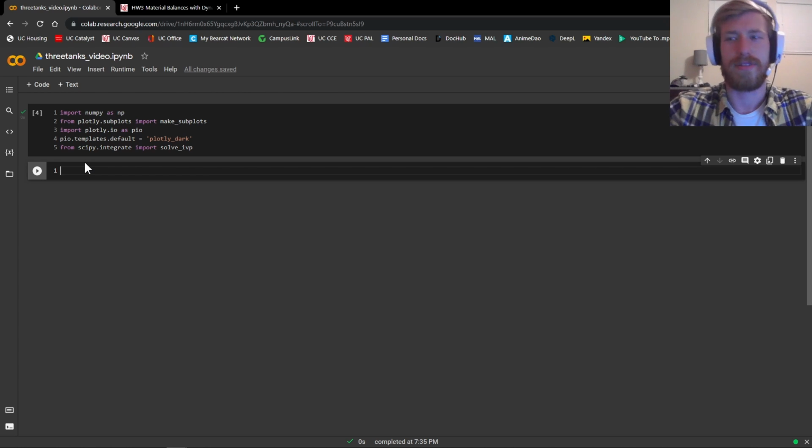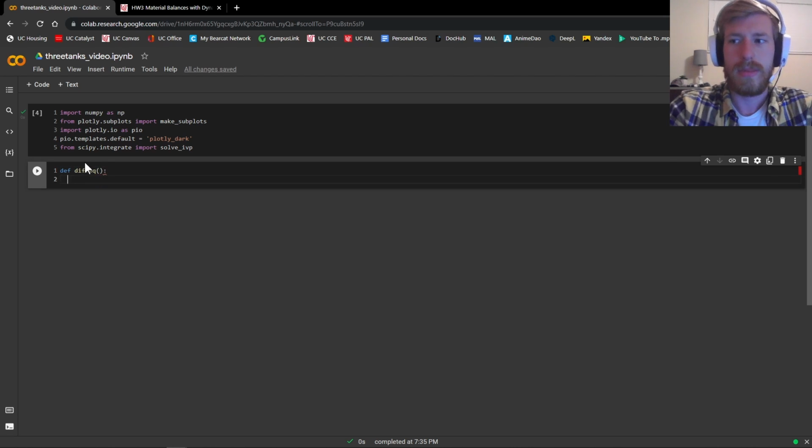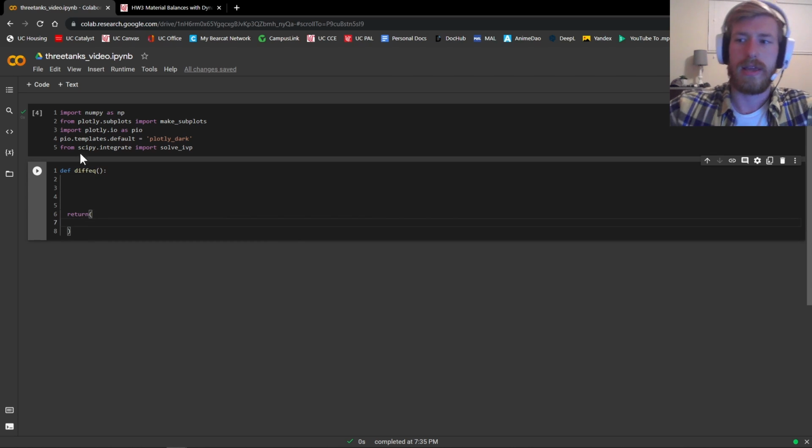Now we're just going to get right into modeling the differential equations that we derived in our previous video into Python. So we're going to define a new function, and we're going to call it diff_eq, because differential equations. And obviously it's going to return something like so.